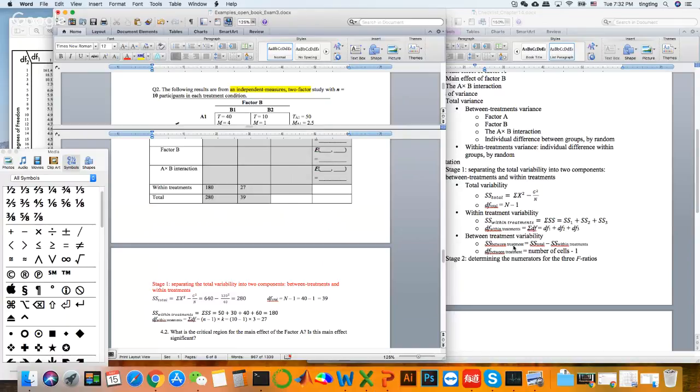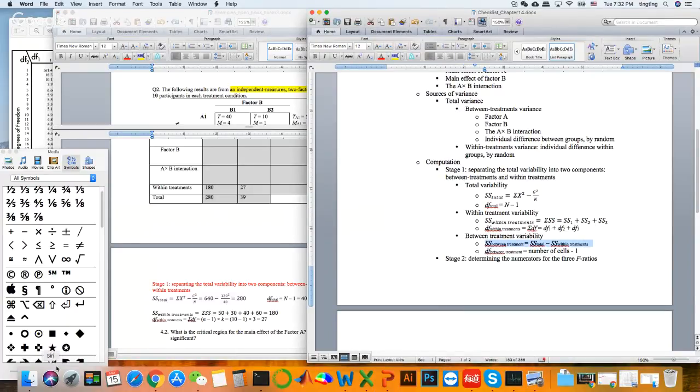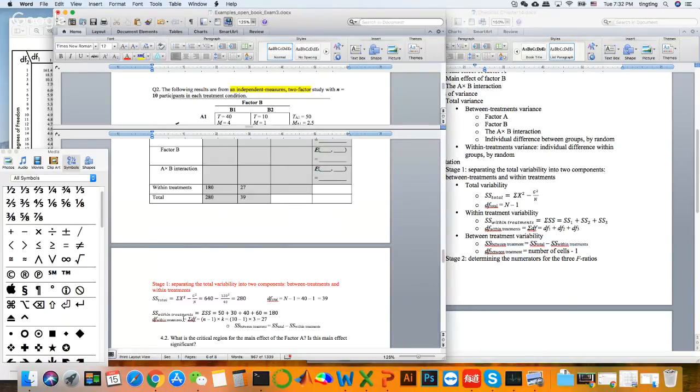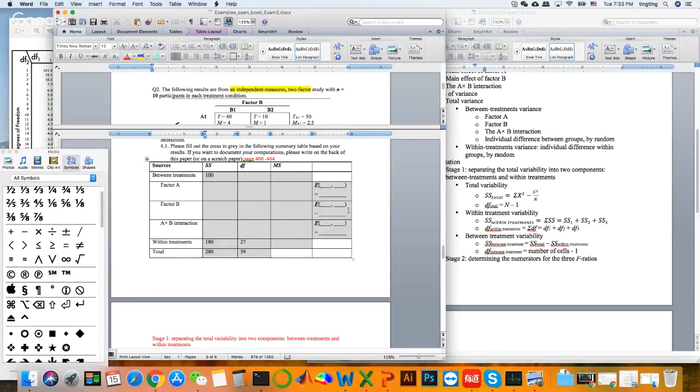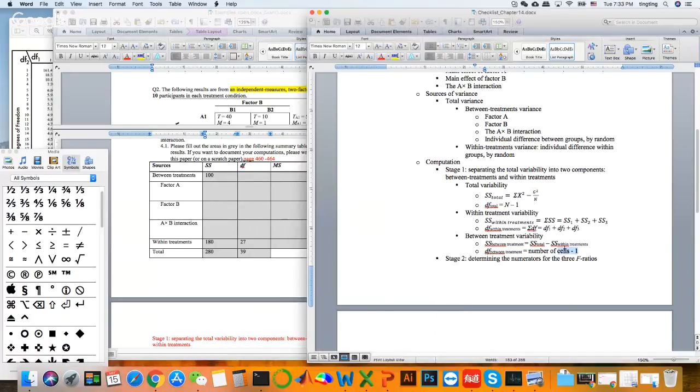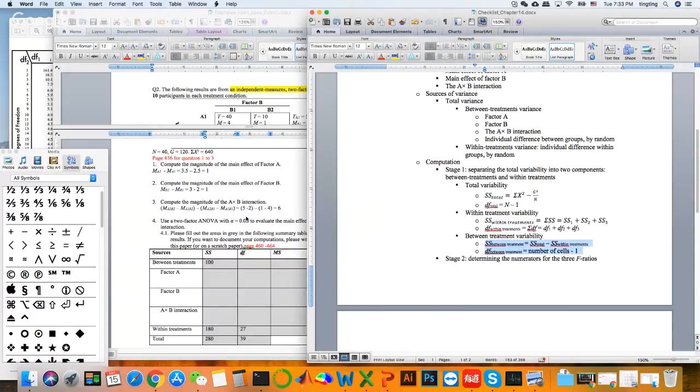And this one. Actually, this stage is the same as what we did in the previous two problem sets. It equals this number minus this number, 100. And df equals the number of cells minus 1.